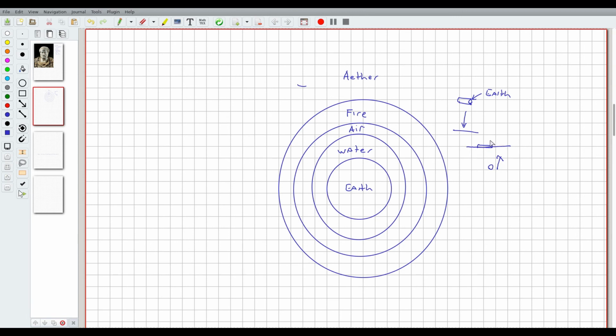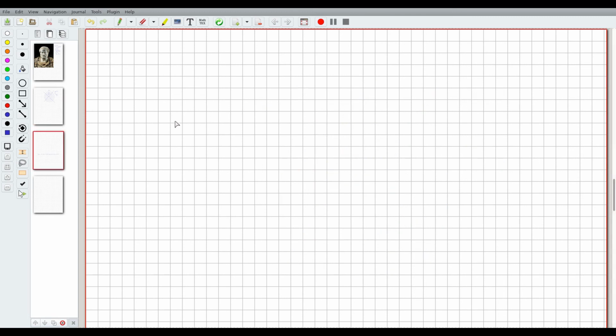Now, this is wrong. It's a nice attempt, but not quite what we're looking for. So, what's a better view? Well, a better view would be the view that was given to us by this guy right here.